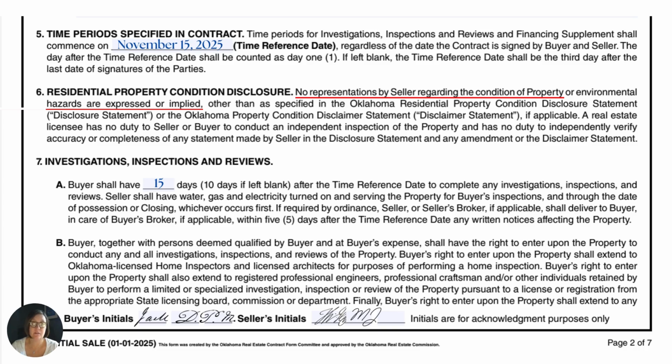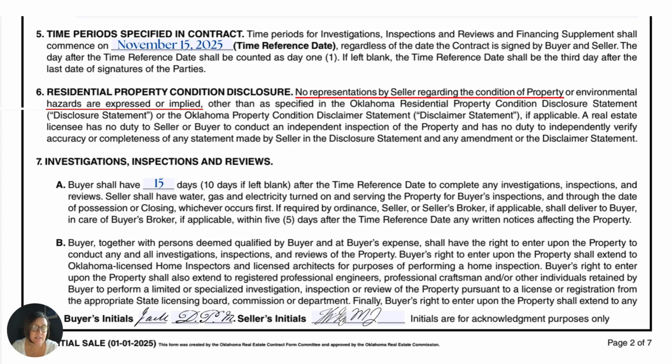So the residential property condition disclosure, this is the 4-page form that the sellers fill out that tells you everything that's working or not working at the property to the best of their knowledge. However, no representations made by the seller regarding the condition of the property are expressed or implied. So that is why it is important that buyers do inspections, which is the next part of the contract.